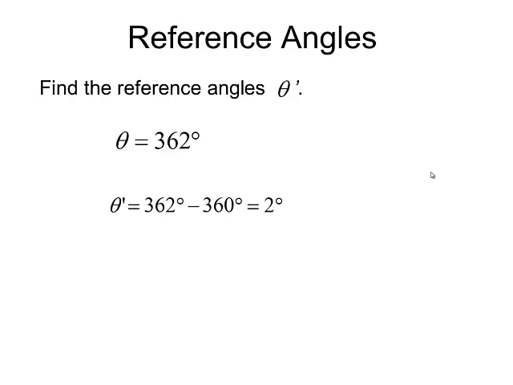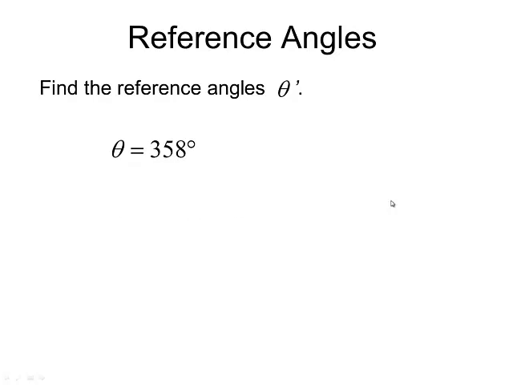362 should be 2 degrees because it's already more than one circle all the way around the circle, and it would go past it by 2 degrees, so we have to come back to the x-axis by 2 degrees. About 358 degrees. 358 is almost one circle, so in order to get back to the x-axis we need 2 more degrees. So it's 360 minus 358.